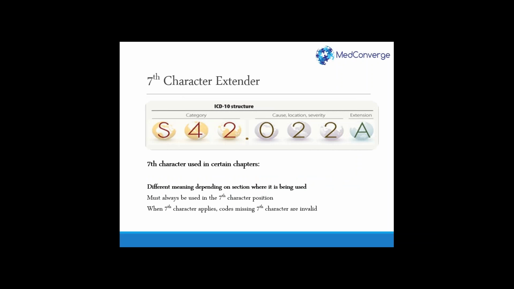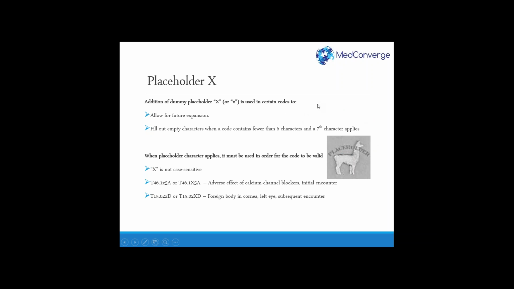Okay, now some of the other chapters where the seventh character is used include pregnancy, childbirth, puerperium, and then poisonings and accidents and fractures, of course. So these are some of the areas where we'll encounter the seventh character extender. Okay. Here we come to the placeholder X, right? Now, we all know what a placeholder is, but how does it figure in a medical code?